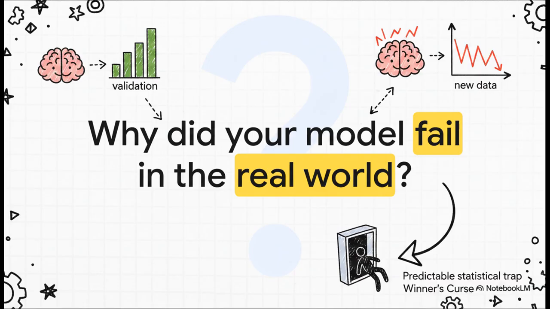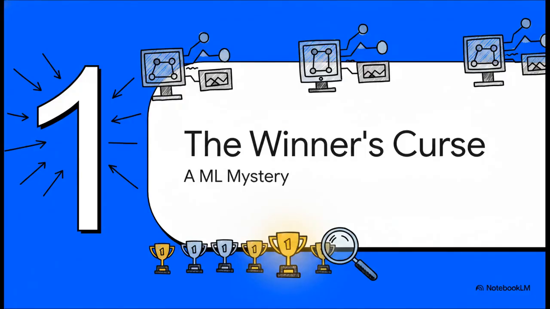It's so frustrating. But what if I told you this isn't just bad luck? What if it's a predictable statistical trap? Well, this whole phenomenon actually has a name. It's called the winner's curse. And it feels a bit like magic, or maybe some kind of curse, but the explanation is actually just plain old statistics. See, the very act of selecting a winner from a bunch of different options is what tricks you into thinking it's way better than it actually is.